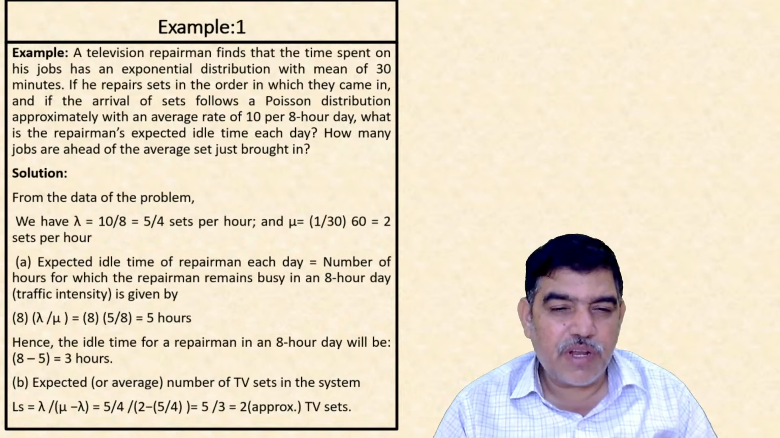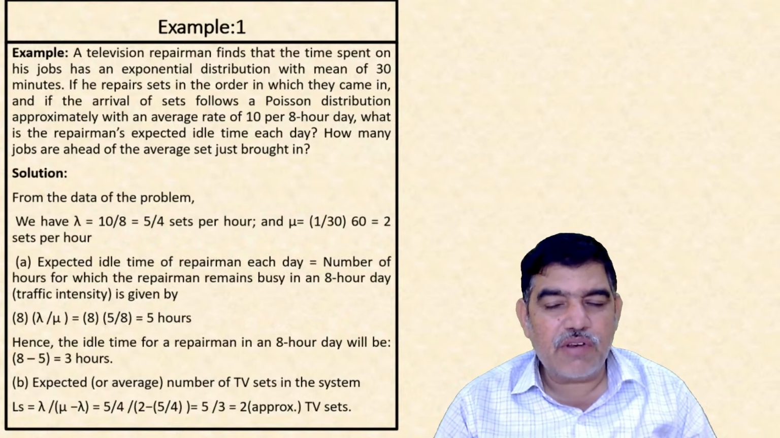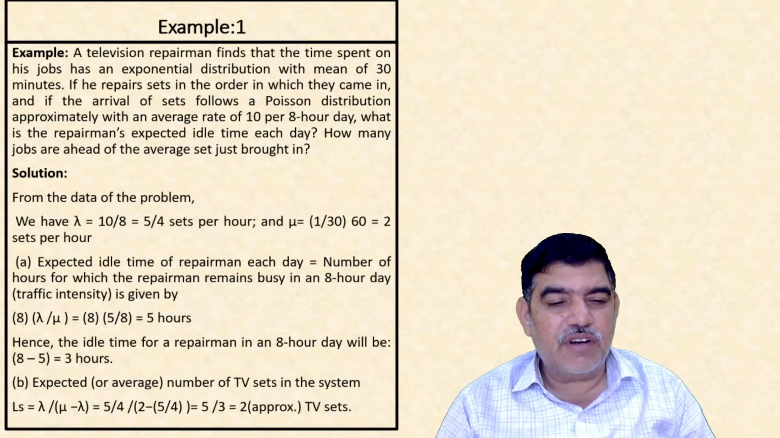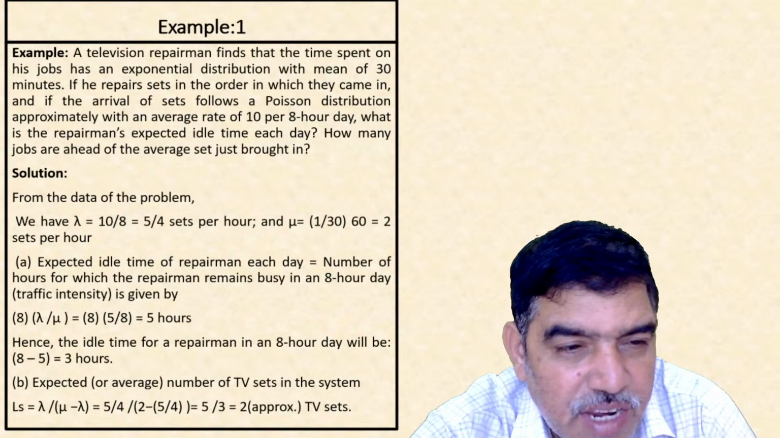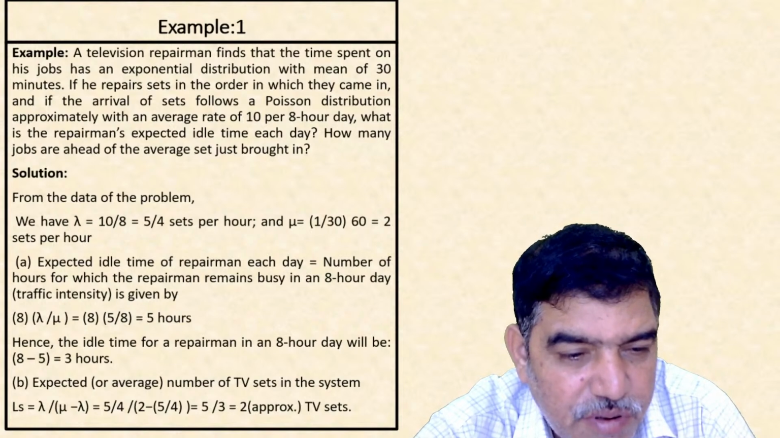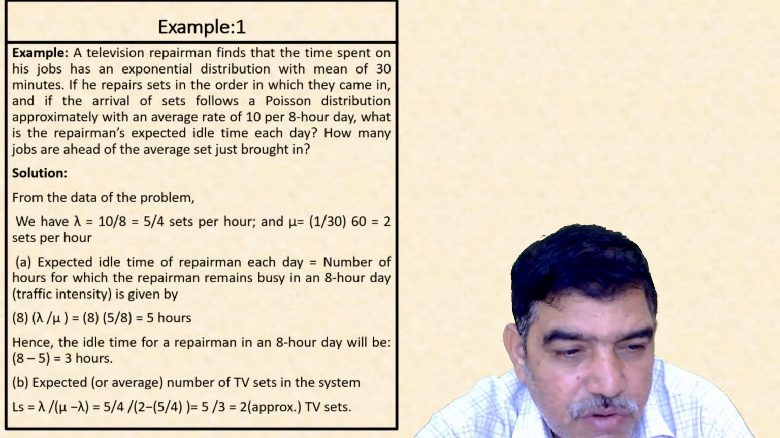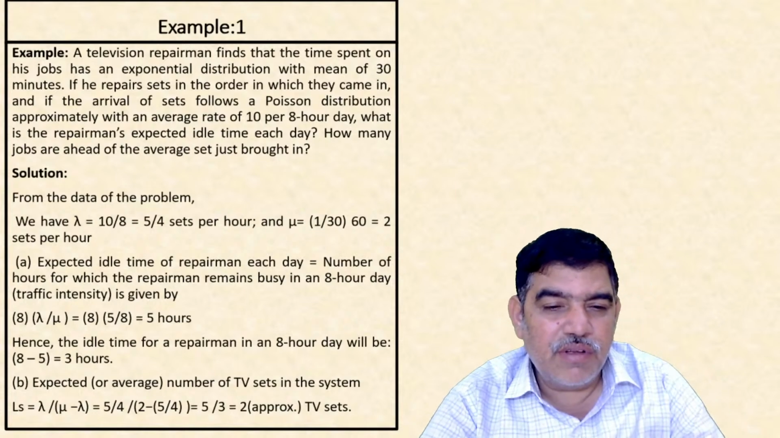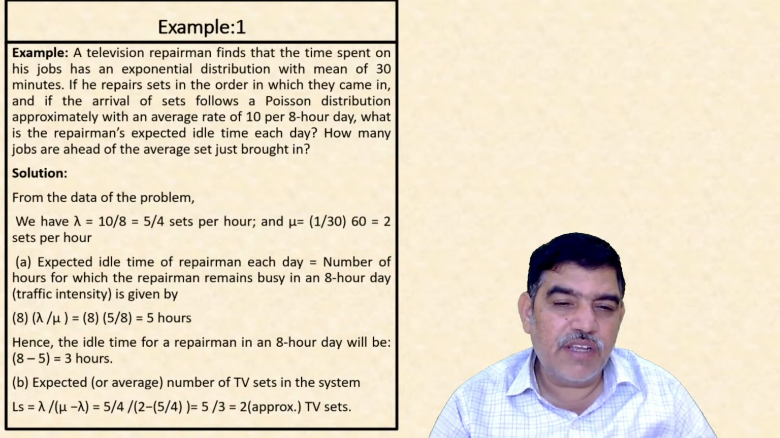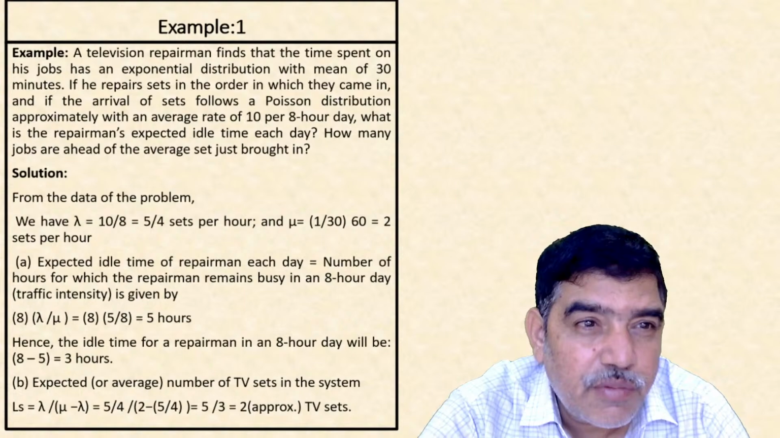Expected average number of TV sets in the system can be calculated by using the formula Ls equal to lambda divided by mu minus lambda. Lambda was calculated earlier as 10 by 8, that is 5 by 4, and mu equals 2, that is 4 by 2 minus 5 by 4. If you calculate, you get 5 by 3, equal to approximately 2 TV sets. So this is example 1.